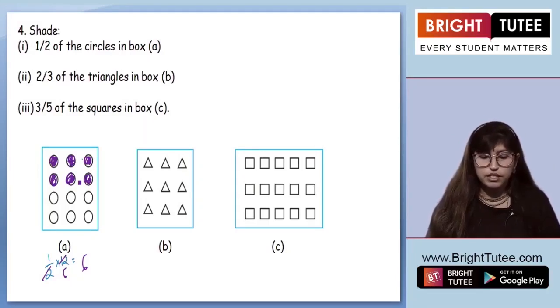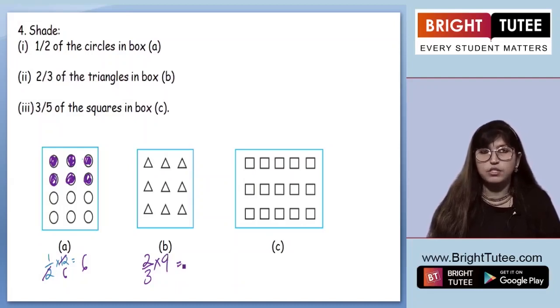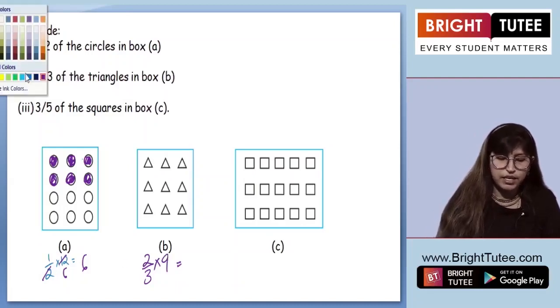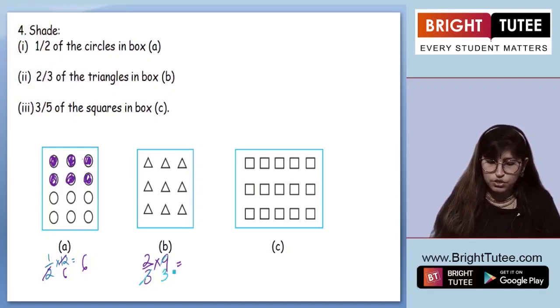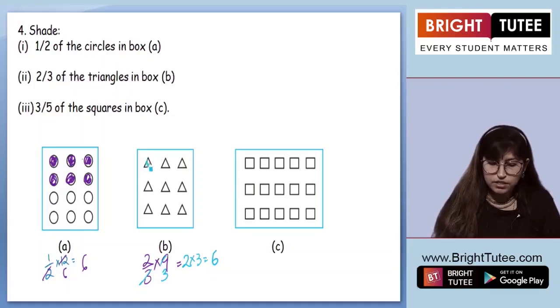Now in the second part it says 2/3 of the triangles in the box. So first of all, writing out 2/3 of, or multiply, what will be the total number of triangles which we have? We have 9 triangles with us. We will be cancelling 3 and 9 out. So we'll be getting 2 times 3, which will be 6. So we need to shade 6 triangles out of these 9 triangles. So we have shaded 6 triangles.